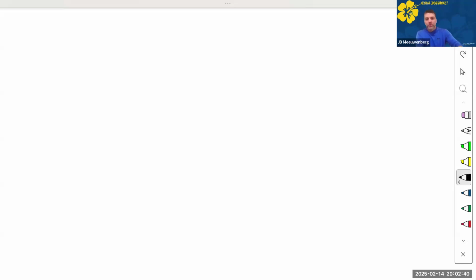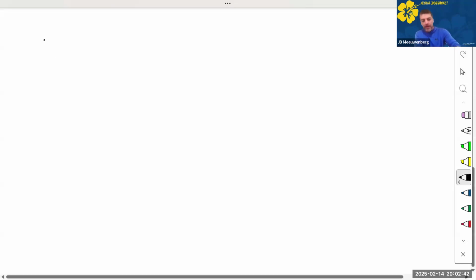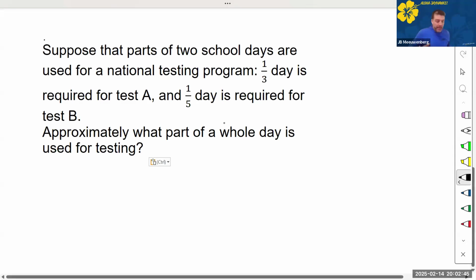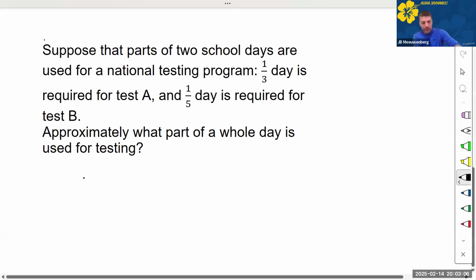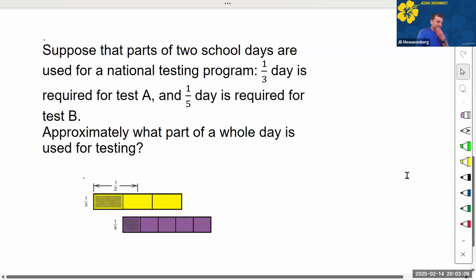So let's do that. To start this, we will look at a scenario, an application, a story problem. It says, suppose that parts of 2 school days are used for a national testing program. 1/3 of a day is required for test A, and 1/5 of a day is required for test B. Approximately what part of a whole day is used for testing? And so, like I said, we're going to be looking at our traditional models that we've been learning about, and this helps illustrate what's really going on here.